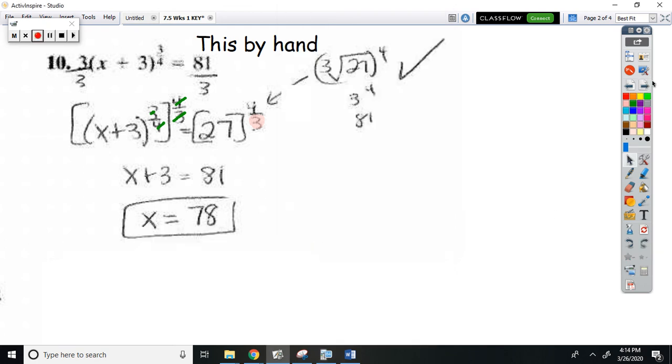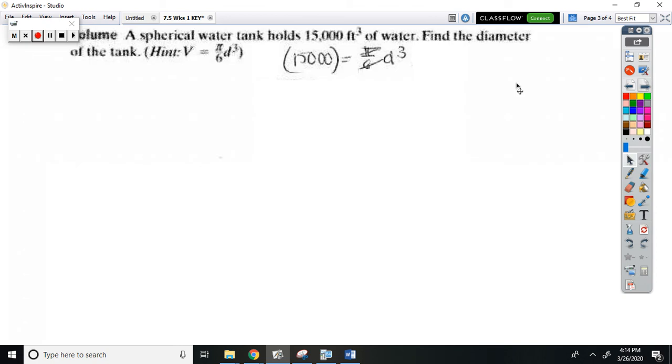And the last request that I got today so far is number 13. So number 13 was a volume equation. The spherical water tank holds 15,000 cubic feet of water. Find the diameter of the tank. And they give us an equation right here. Volume equals pi over 6 d cubed. So this 15,000 is the volume. So that is going to go in on the left-hand side for volume, which I already plugged in, equals pi over 6 times d to the third power.